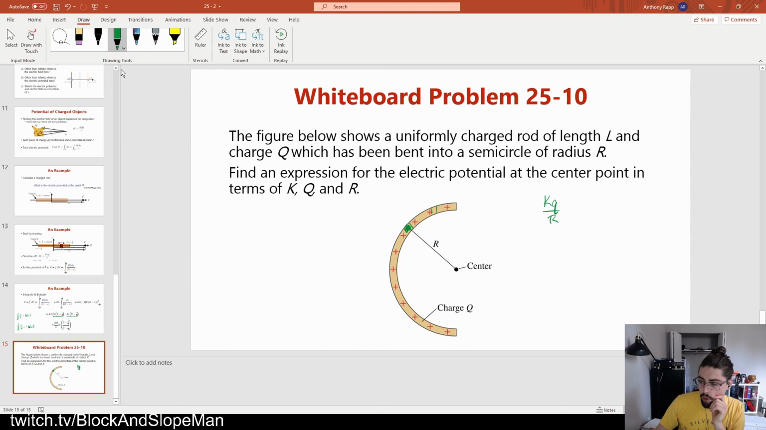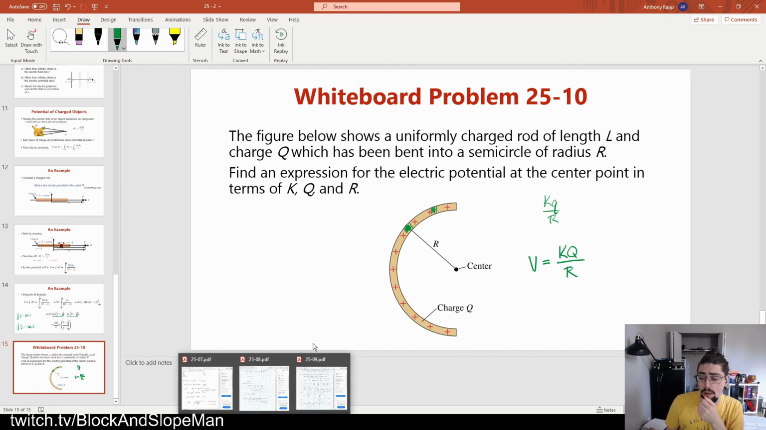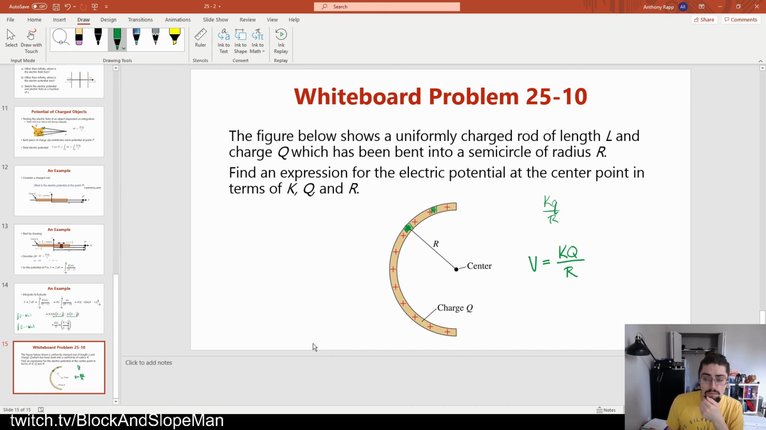Let me do that piece. I find again K, Q over R, and K, Q over R, and K, Q over R. My answer is K, Q over R. That's it. Every piece of the charge is the same distance away. Since it's capital R the entire way through, and there's no direction to worry about, that's all I would need.